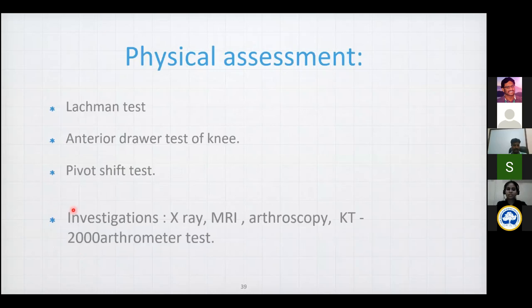So, physical assessment. The clinical tests that we do, the most common three tests, are Lachman test, anterior drawer test of knee, pivot shift test. Investigations are X-rays, MRIs. MRIs have the most specificity of proving a ligament injury. We'll see MRI images as well in later slides. There is arthroscopy, another way of investigating ACL injury. And KT2000 arthrometer test, to check the ligament laxity. It's an equipment tool. We'll see a picture of the equipment.